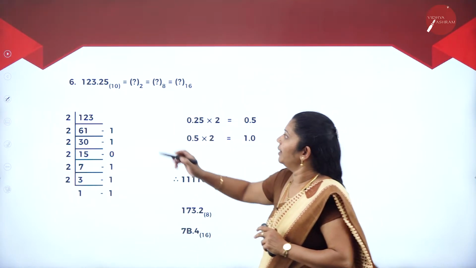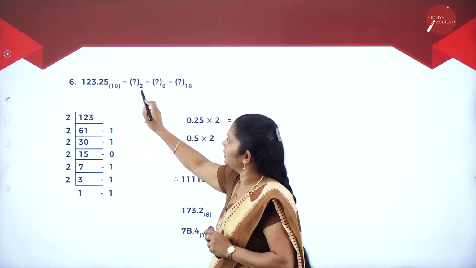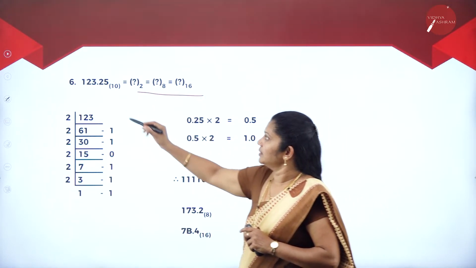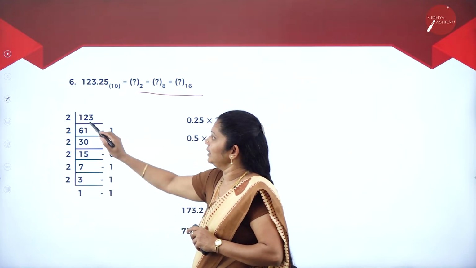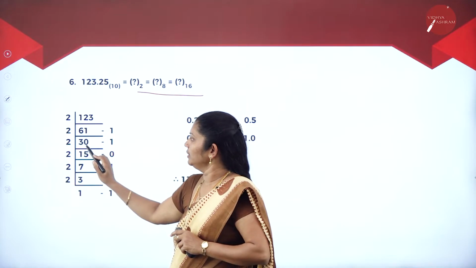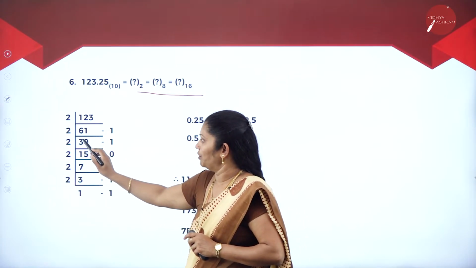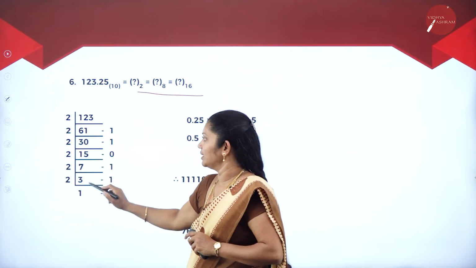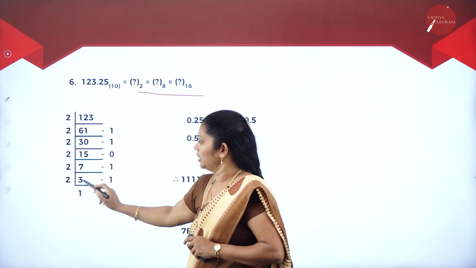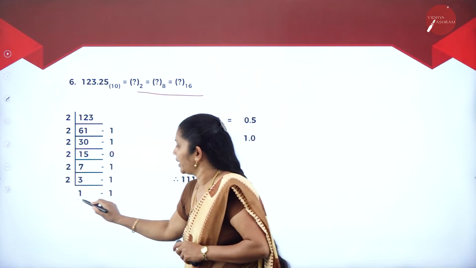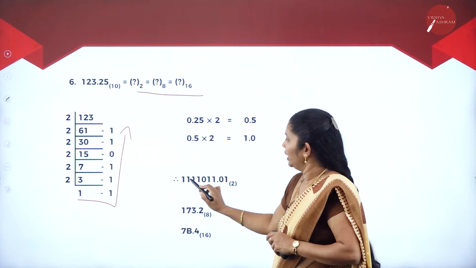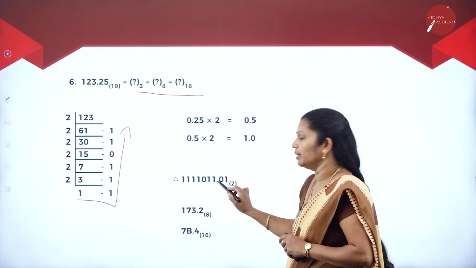Now is it clear? Consider we have one more problem, 123.25. It is a decimal number. How to convert this into binary, octal as well as hexadecimal? Consider here we have 123, then the division process: 2 61s are, remainder is 1, 30 is, remainder is 1, 15 is, remainder is 0, 7 is, 14, remainder is 1, 3 is, 6, remainder is 1, then 3 ones are, remainder 1. Write down this in bottom-up approach. Then their binary value is 1111011.